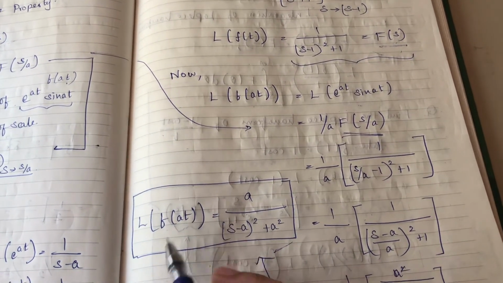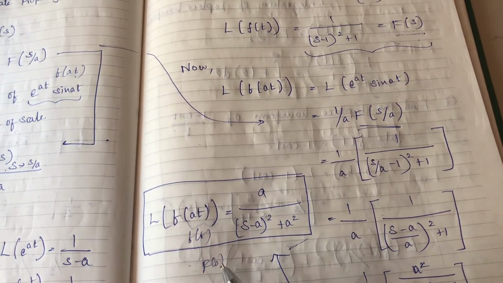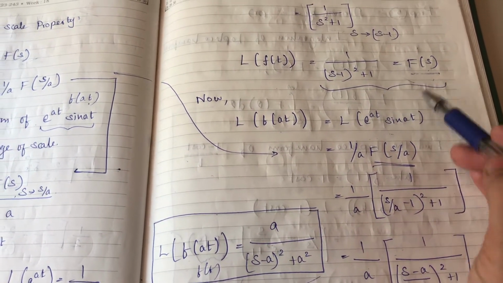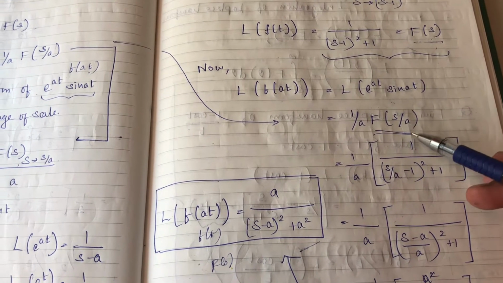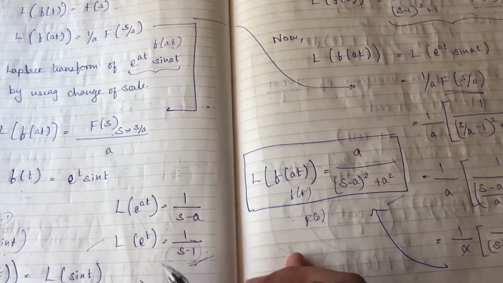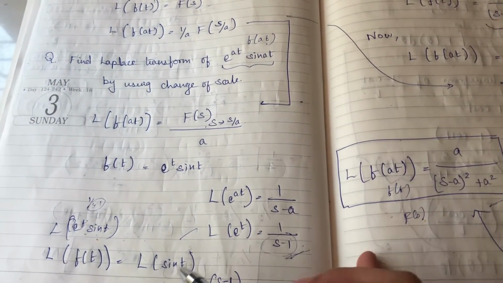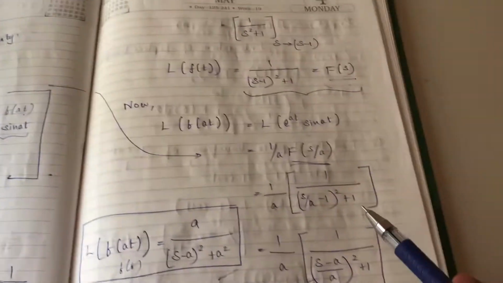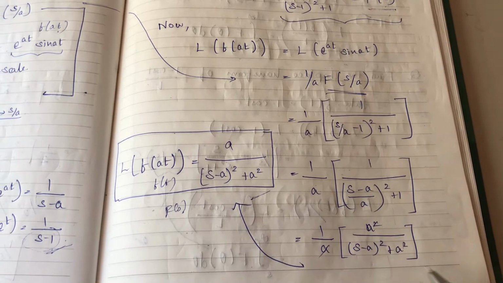First simply take f of t, then find f of s. Afterwards, you just compare this with the formula. In the formula you can see here, for f of s they have written s by a, right? Like s tends to s by a. This is in the formula. So I just took s by a as s, and then simplify it. You will get the answer.